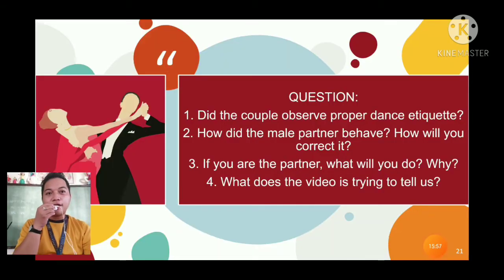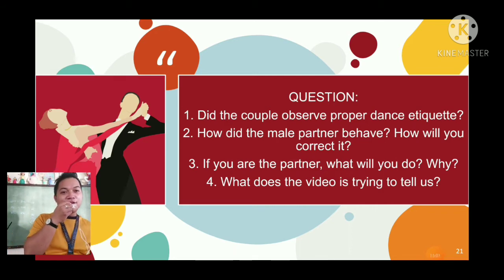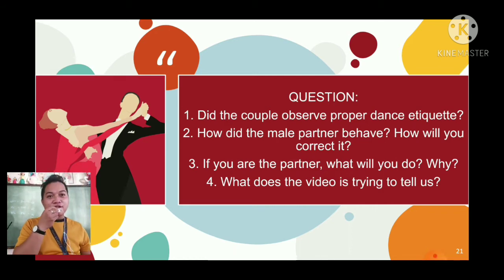Okay, balik tayo. Napanood niyo ba yung video? Okay, so I have some couple of questions. Number one question, did the couple observe proper dance etiquette? Number two, how did the male partner behave? How will you correct it? Number three, if you are the partner, what will you do and why? And number four, what is the video trying to tell us?